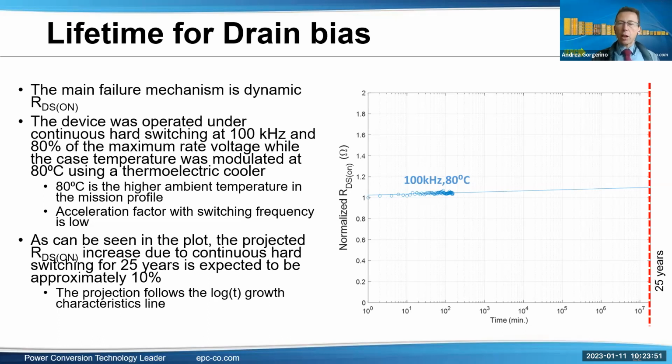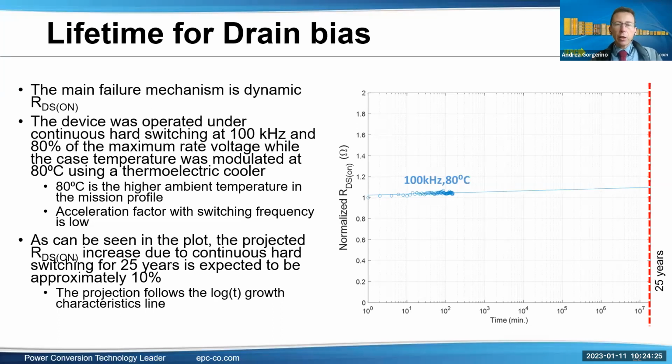You can see here a chart on the right-hand side. It has time versus normalized RDS-on. One is where it starts off, and the percentage shows the increase. The right-hand side of the chart is 25 years. You can see it's less than 10%. 10% is what we use as a criterion for dynamic RDS-on. The device here was operated under continuous hard switching at 100 kilohertz and 80% of the maximum rated voltage. For a 100 volt device, that's 80 volts, at 80 degrees C, which is the typical mission profile.